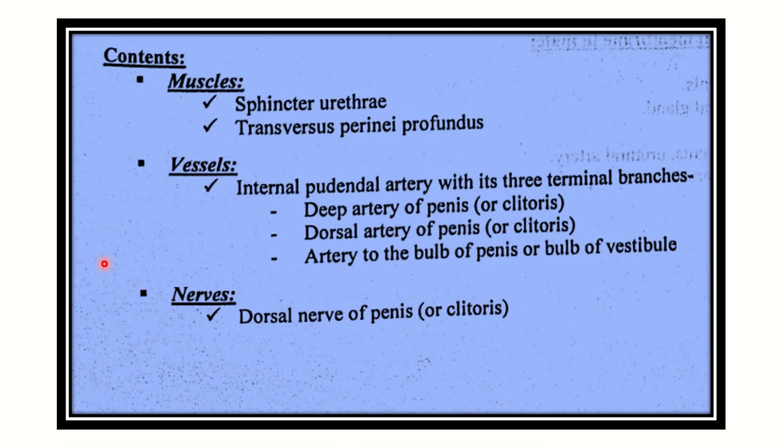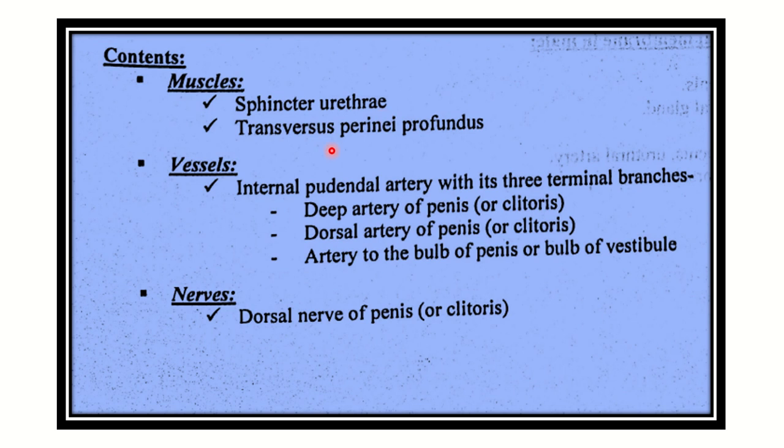And here we can see the content. Again, the sphincter urethrae, the deep transverse perineal muscle, and vessels: the internal pudendal artery with its terminal three branches, which are the dorsal artery of the penis, deep artery of the penis, and artery to the bulb of the penis, or bulb of the vestibule in the case of female. And the important nerve, which is the dorsal nerve of the penis or clitoris. So these are the content of the deep perineal pouch.